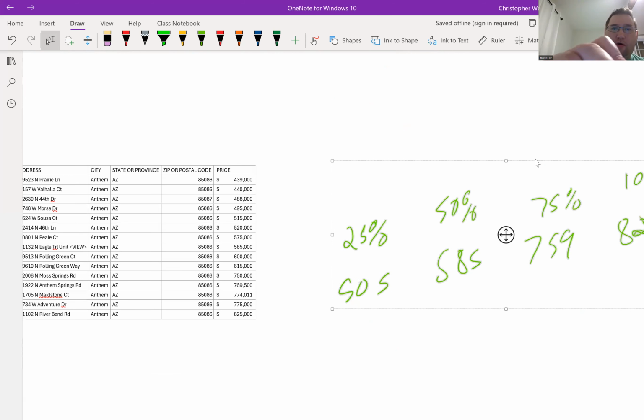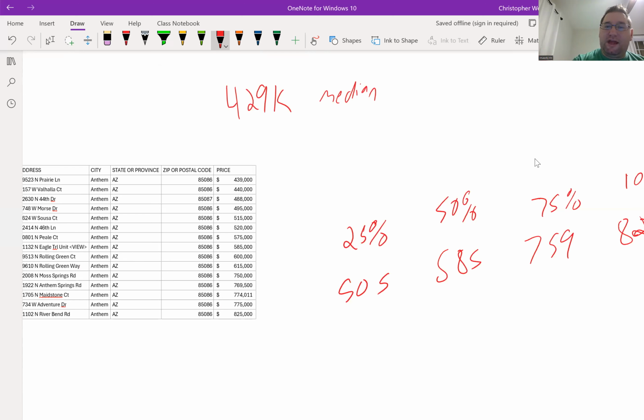So we know that 429K is, in general, it's not a hard and fast rule, but the median sales price, okay, should be the middle. 50% of sales should be above or below that price. Well, we can see here that none of these are below.